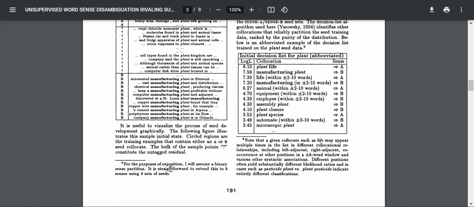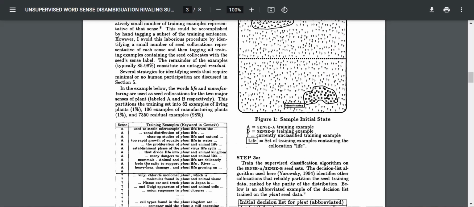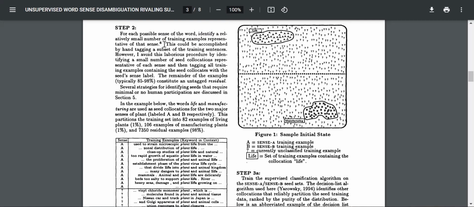For the purposes of exposition, I will assume a binary sense partition. It is straightforward to extend this to k senses using k sets of seeds. Okay, this makes sense. So what they're saying is, in the training data you've collected, manually identify the different sense disambiguations. In their case, they are assuming there are binary senses. This can be accomplished by hand tagging a subset, but they will avoid this laborious procedure by identifying a small number of seed collocations representative of each sense and then tagging all training examples containing the seed collocates with the seed sense label. Alright.